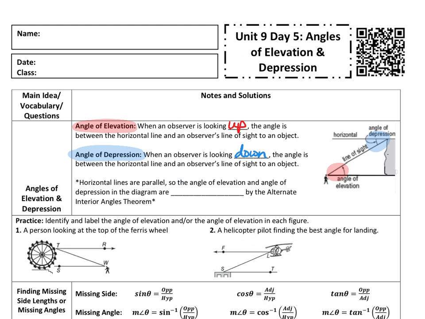Horizontal lines are parallel, so the angles of elevation and angle of depression are actually congruent by the alternate interior angle theorem. So really, as long as you get the angle right, for the most part, you'll be able to solve these triangles correctly. But we're going to make sure we know where to put the different angles for elevation and depression.